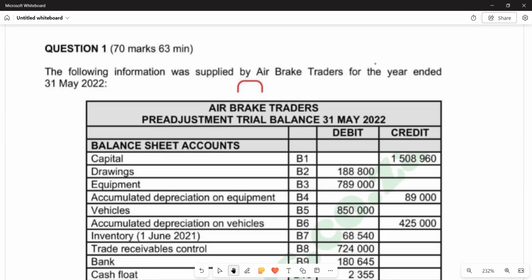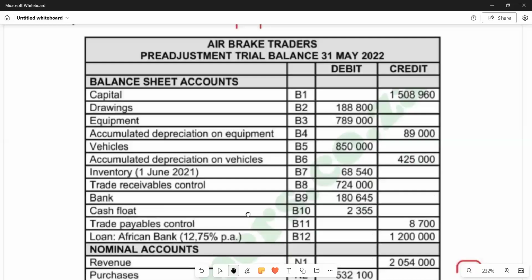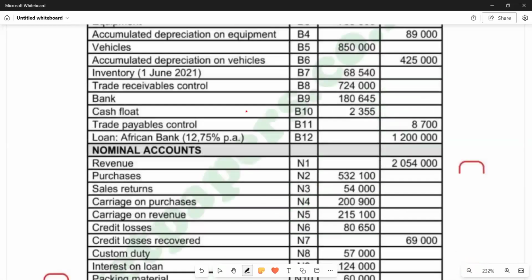In this video, we want to look at the calculation of interest on loan. So we've got a question that we just want to calculate the aspect of interest on loan. The question reads: the following information was supplied by Airbreak Traders for the year ended 31 May 2022. We have our pre-adjustment trial balance as at 31 May 2022, and we are only concerned about the part for loan, which is here.